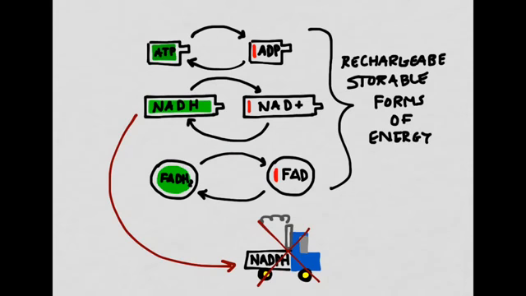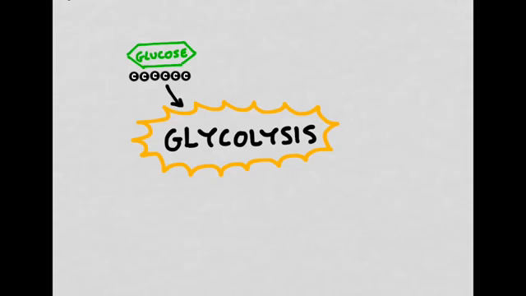Just to make sure we don't get confused, don't forget that NADH is not the same as NADPH from photosynthesis. A helpful way to remember this might be to remember that NADPH has the letter P for photosynthesis. So remember, two totally different things. Okay, so now let's get started with glycolysis.